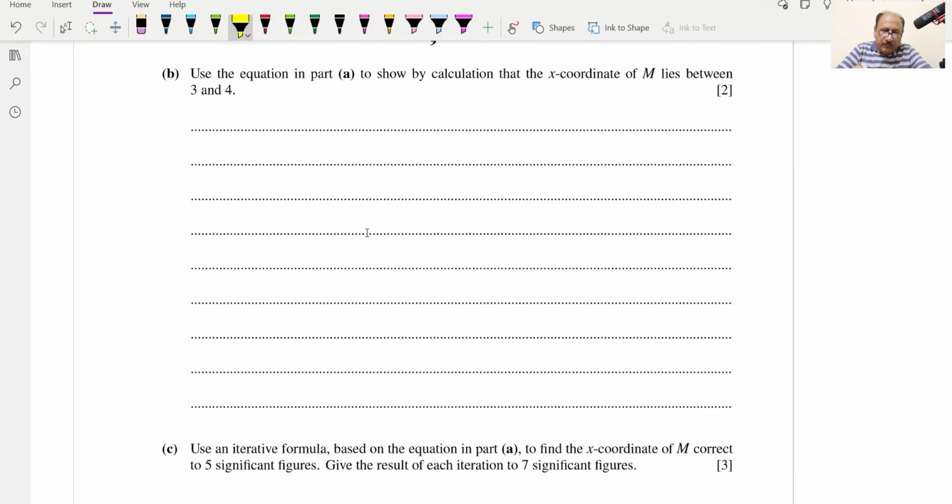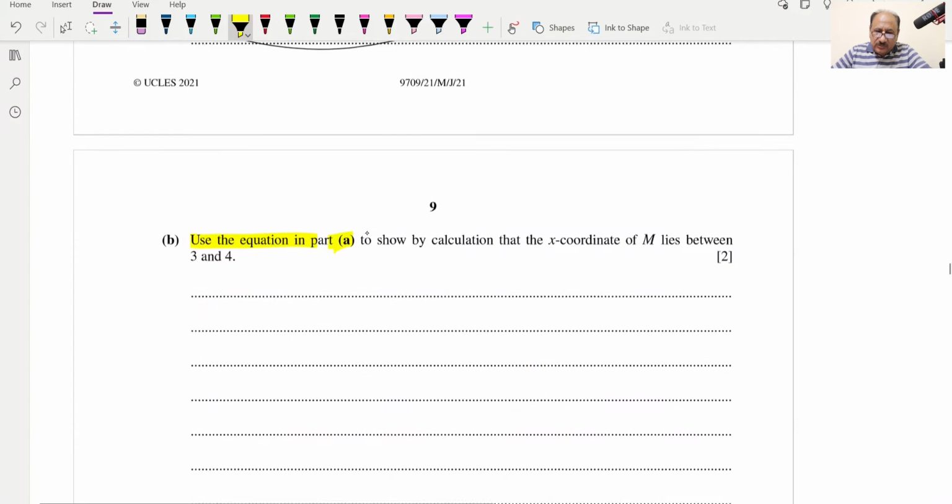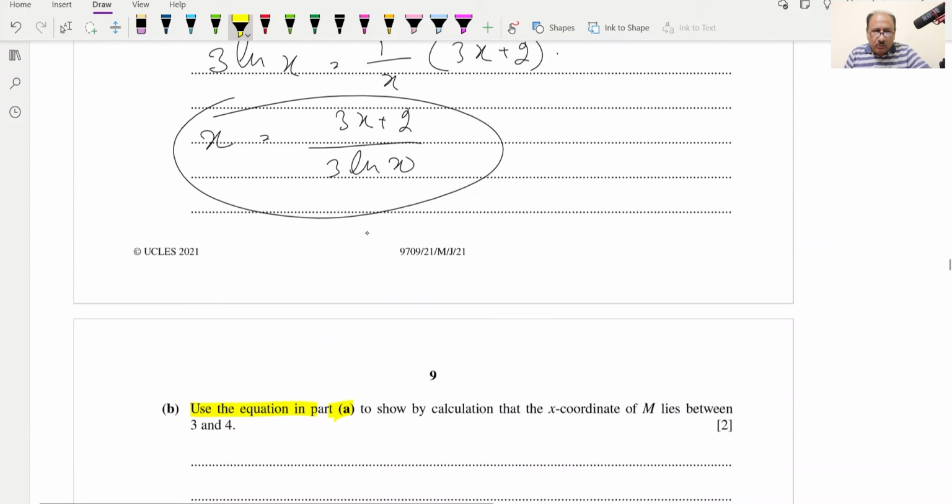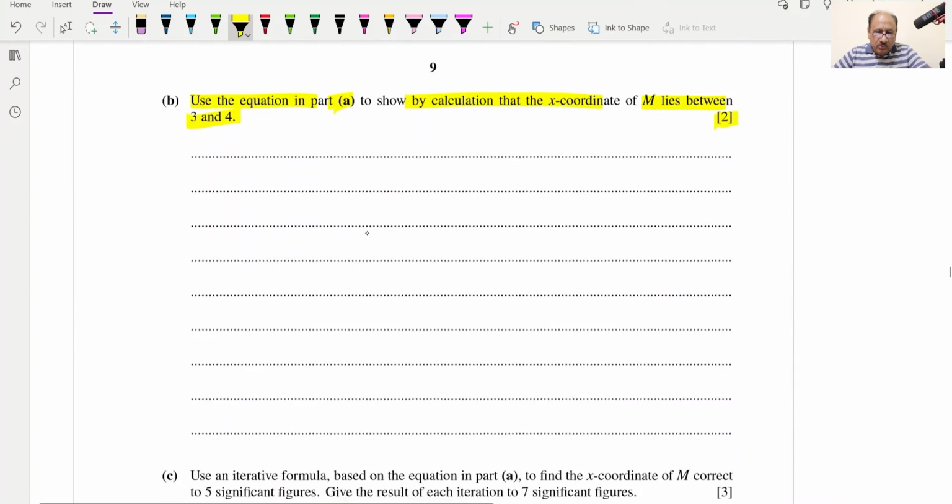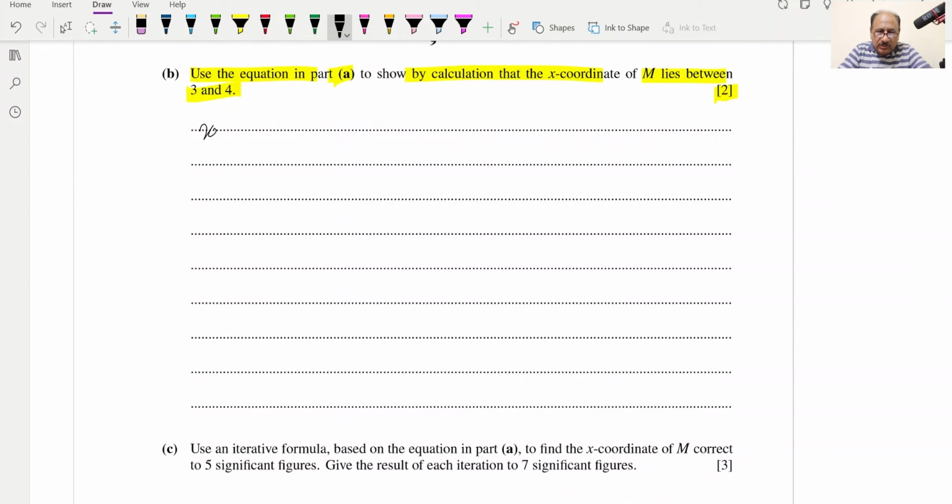B part says use the equation in part A, which we have just done over here, x is equal to (3x plus 2) over 3 log x, to show by calculation the x coordinate of M lies between 3 and 4, and this is a 2 mark part. So our equation is x is equal to (3x plus 2) over 3 log x. For values in between, we can check x minus (3x plus 2) over 3 log x, and we will be replacing these values 3 and 4.